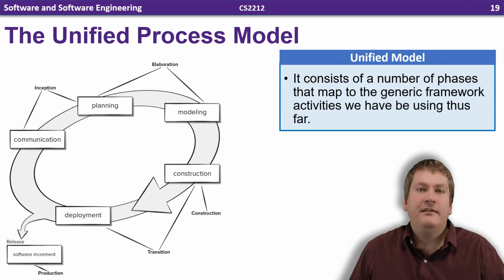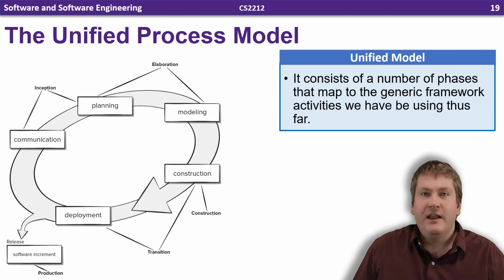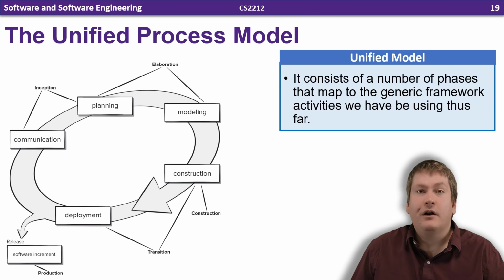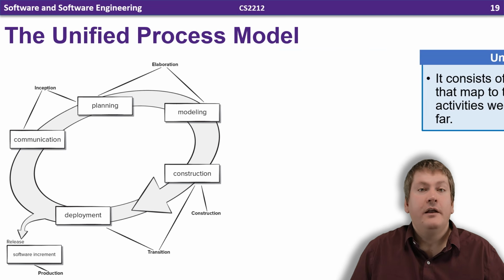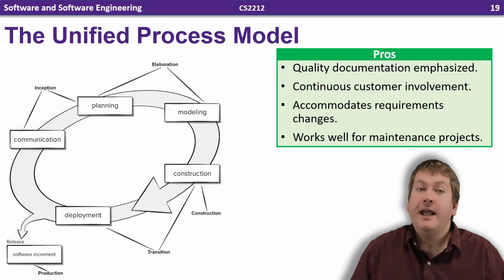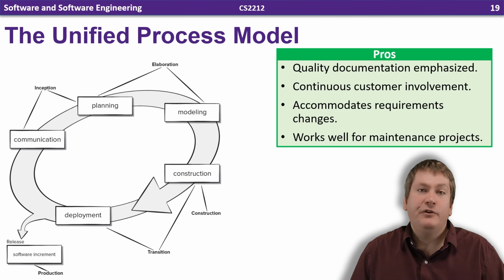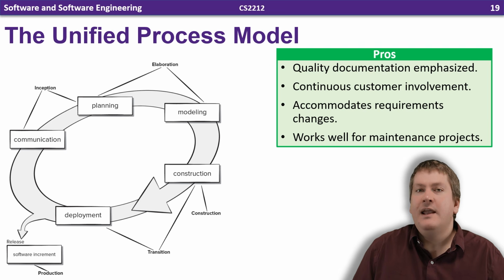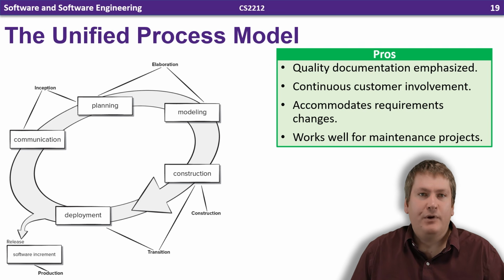Now, one thing that should be noted is that these phases can occur in parallel, and that's not really shown in this diagram. For example, the production phase may be ongoing after a release, while inception or elaboration are underway on the next increment. The advantages of this process model are its focus on quality use cases and UML-based documentation, as well as its continuous inclusion of customers and their involvement in the process. The evolutionary approach that we're taking here to development makes accommodating changing requirements possible, and it lends itself well to ongoing maintenance projects, as well as new developments.